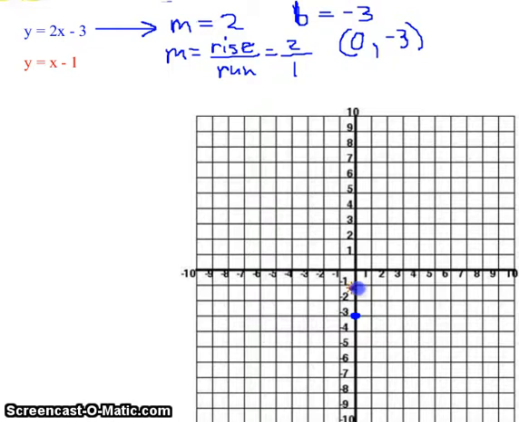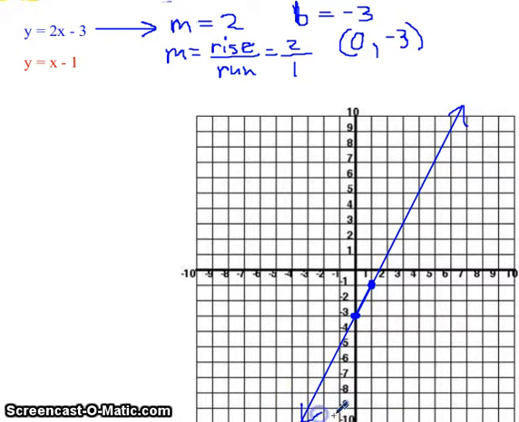Notice the run is a positive 1. The run is either left or right. Since it's a positive 1, we just went up 2. Now for the run, we're going to go to the right 1. Right there's where you want to plot your point. Rise of 2, run of 1. So we plot that point. Now I'm going to draw my line through those 2 points. Let me try and choose a blue color here for our blue line. There we have it. Alright, so there's our line.